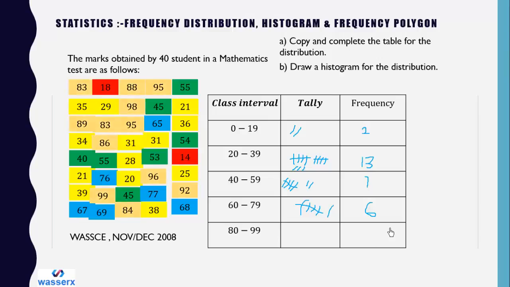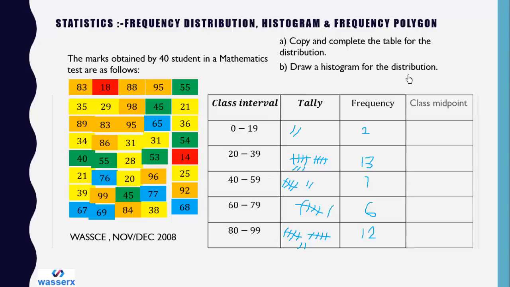Then the last but not the least is 80 to 99. So we identify all of them. 1, 2, 3, 4, and 5. We have 1, 2, 3, 4, then 5 again. Then we have 1, 2. So we have 12.